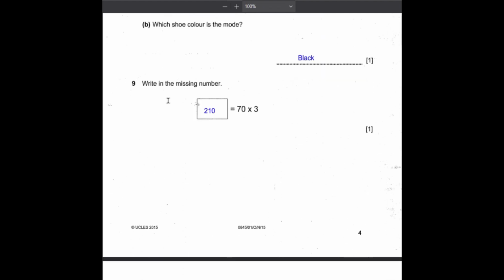Write in the missing number. Just what you do, it is what? It is 70 multiply 3. By the way, 70 multiply 3, it just looks like 7 multiply 3, but you add 0. It's going to be 210.